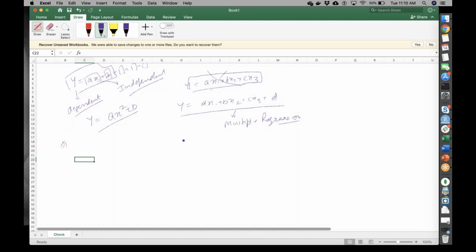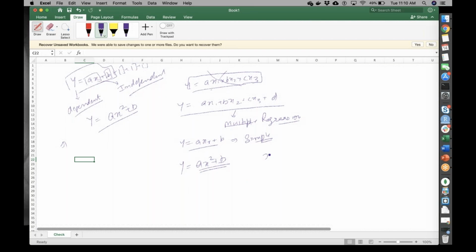If I had only this equation, a x1 plus b, then this is an example of simple linear regression, because you have only one variable based on which you are trying to predict your dependent variable. Whenever you have more than one independent variable, it is known as multiple regression. Now we also talked about another thing, which is y equals ax square plus b. Some of you are saying this is not a linear regression, correct?